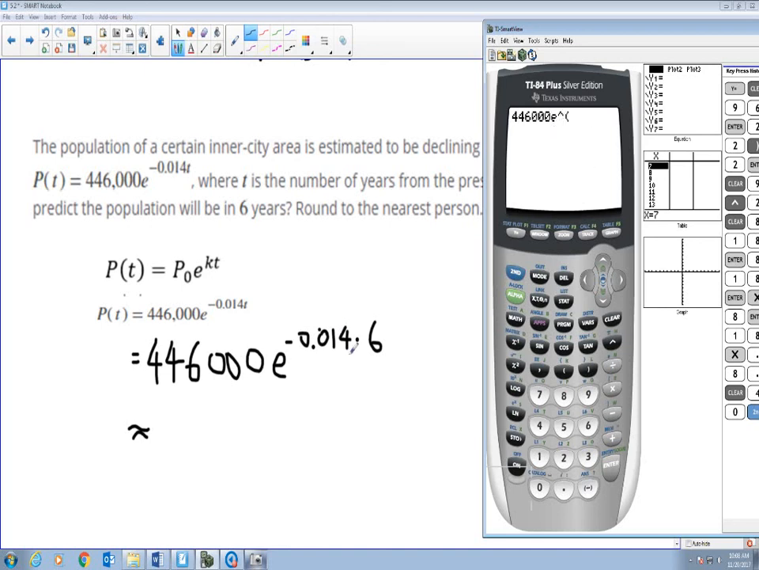So in that parenthesis, we put negative 0.014 times 6, close the parenthesis. So that means our calculator will figure out the exponent first before E will be raised to that power. So 6 years later, that will be dropped down to 410,066 people.